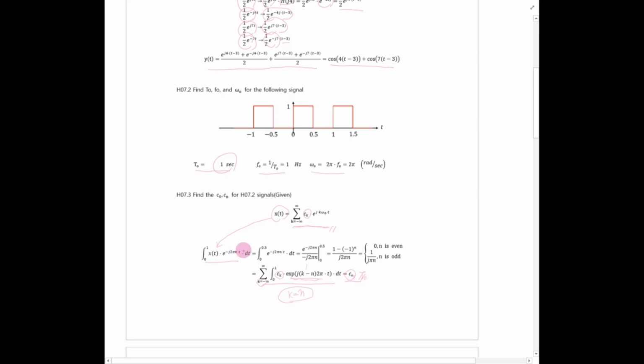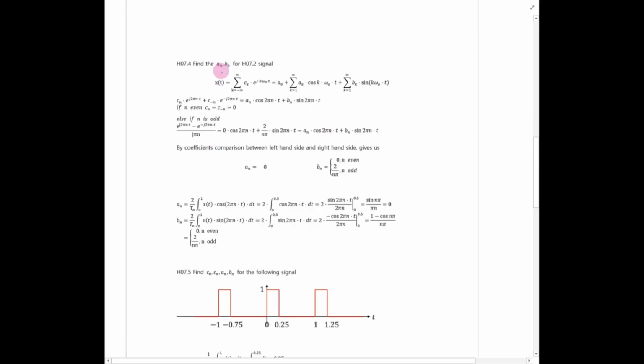Cn. And from another point of view, we can replace x(t) with this graph. Then during this 0 to 0.5 period, x(t) is 1. So we can just calculate this one, and then it gives this result. We need to interpret n. If n equals an even number, then 1 minus 1 goes to 0. But if n is an odd number, this becomes minus 1. That's why it gives 1 over j n pi. So this is the odd case.